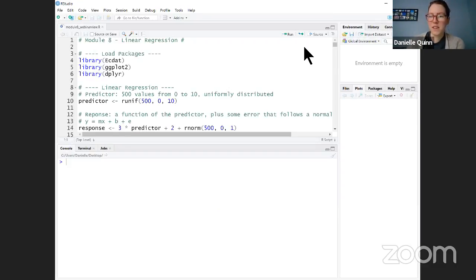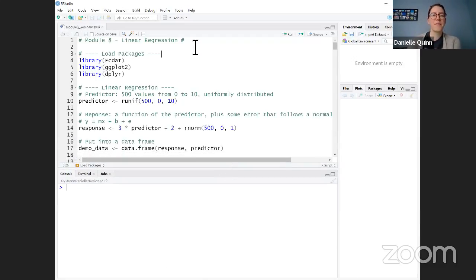Okay, I don't see any questions coming up. So this code is all available on Canvas. I just downloaded this, so we definitely have the exact same version. I'm using the Module 8 webinar view file.